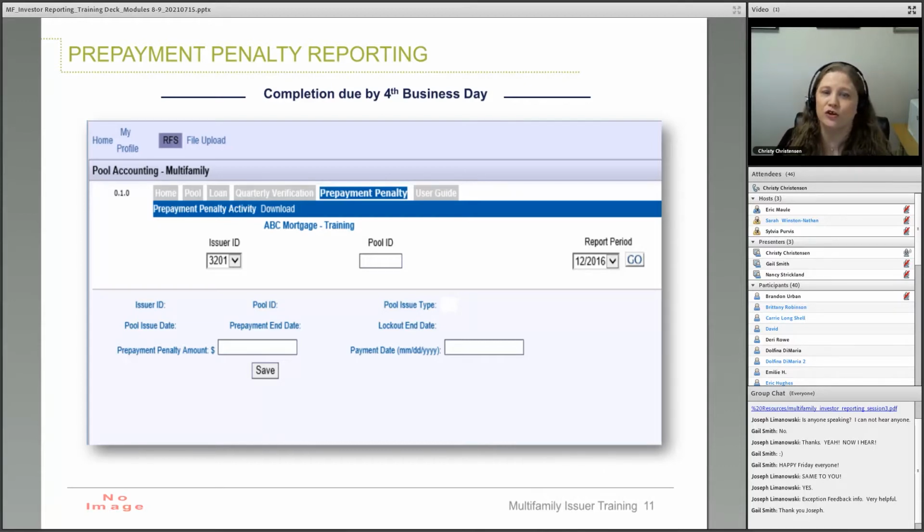Also, once all of your prepayment penalties are entered, you may click on the Download in the dark blue bar to export all of your prepayment penalties into a CSV file. This is a great way to ensure that you have reported all of your prepayment penalties that you should report for the current month.